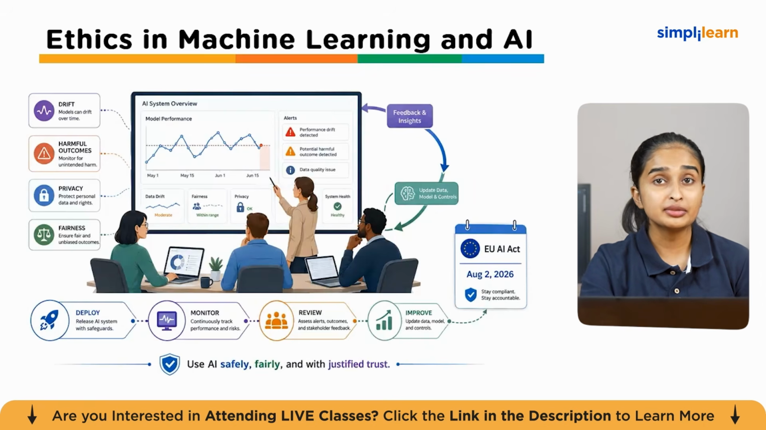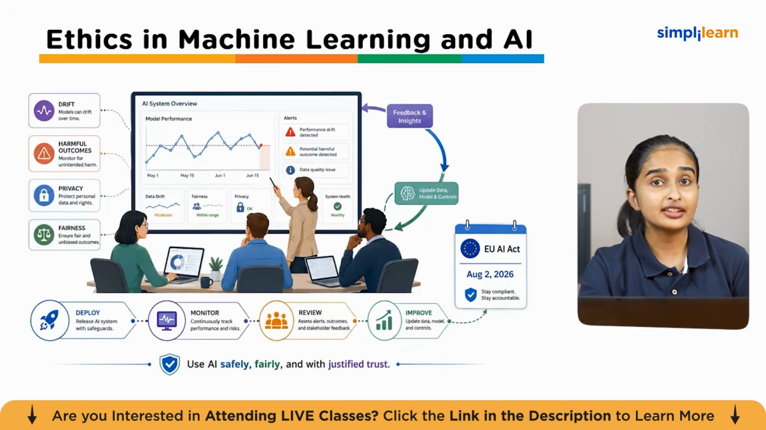Before deploying a system, teams should ask, is the data appropriate? Is the model fair? Can important decisions be reviewed? Are limitations documented? Is someone accountable? Responsible AI means building systems people can use fairly and with justified trust.